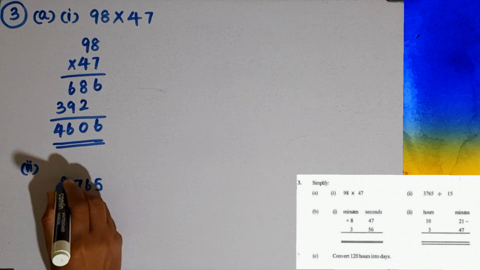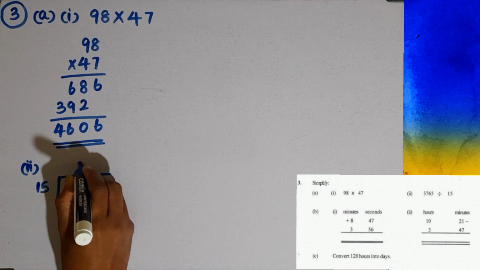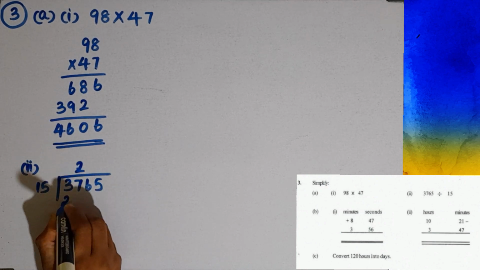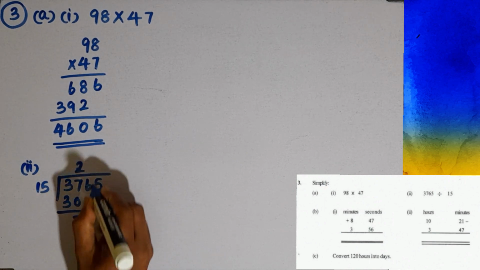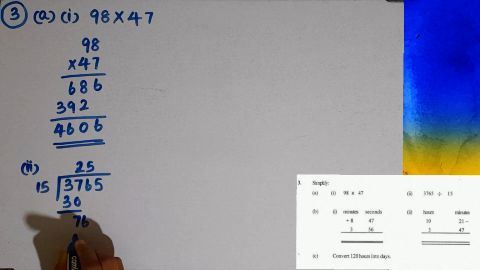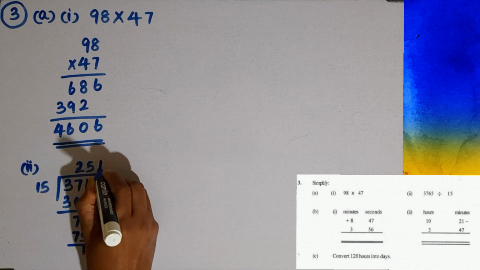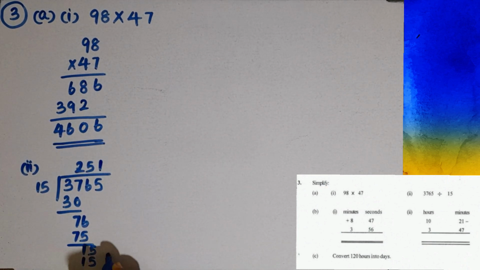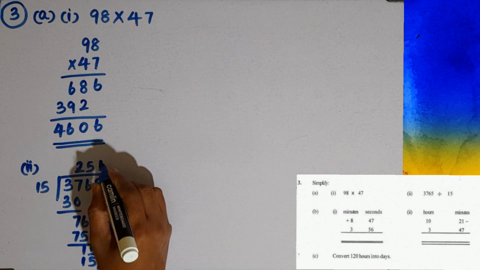3765 divided by 15. 15 times 2 is 30. Then the remaining is 7. Take this 6 here. 15 times 5, 75. Then remaining is 1. Then take this 5 here. Then 15 times 1 is 15. Remaining 0. So the answer is 251.